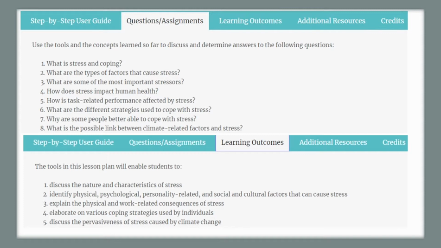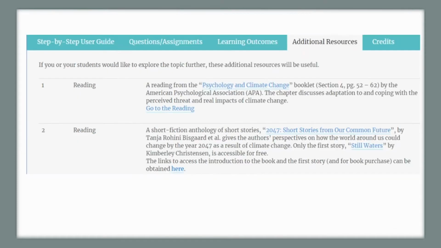The learning outcomes. Using the tools in this lesson plan, your students will learn to understand the nature and characteristics of stress, identify physical, psychological, personality-related, social and cultural factors that can cause stress, explain the physical and work-related consequences of stress, elaborate on various coping strategies used by individuals, and discuss stress caused by climate change.